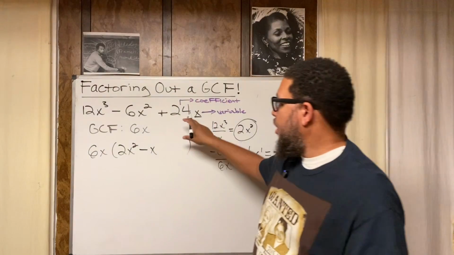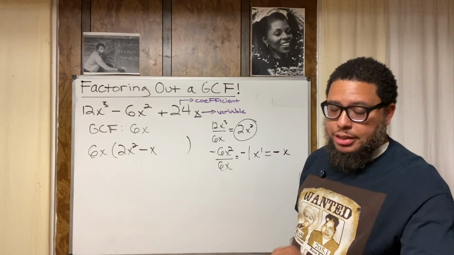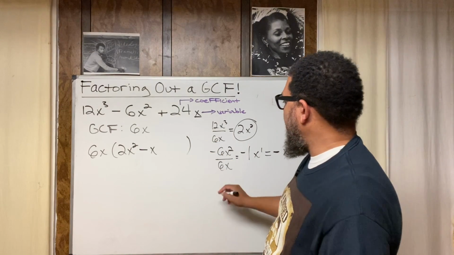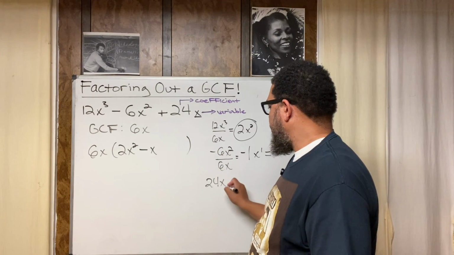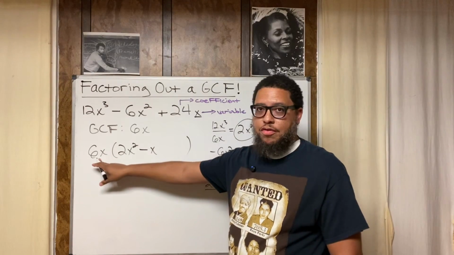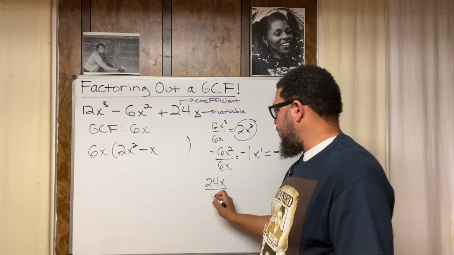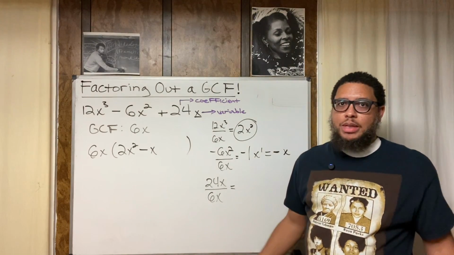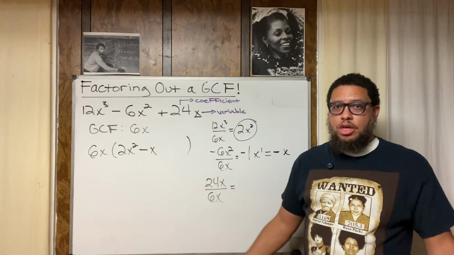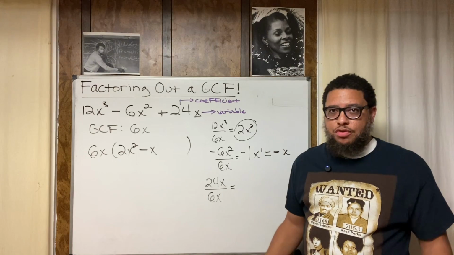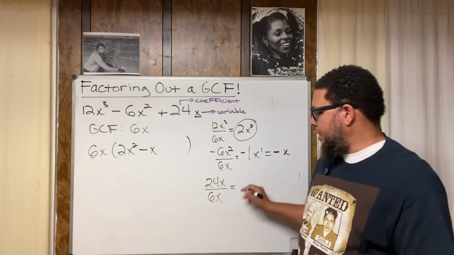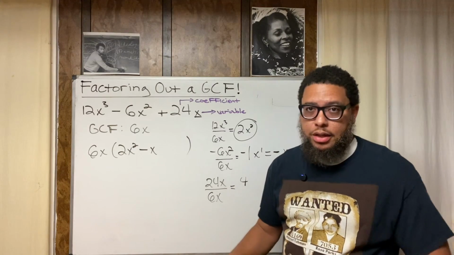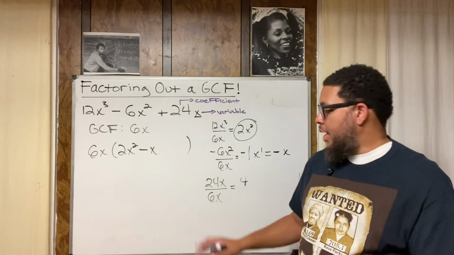Now, last step, 24x. I've got to run to a tutoring session, so let me hurry up and finish this video. So 24x divided by the GCF again. 24x divided by 6x. What's 24 divided by 6? We've got to know our multiplication facts, so that we can know our division facts. 24 divided by 6 is 4. X divided by x is 1. It's not x.